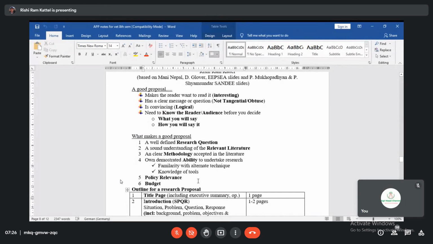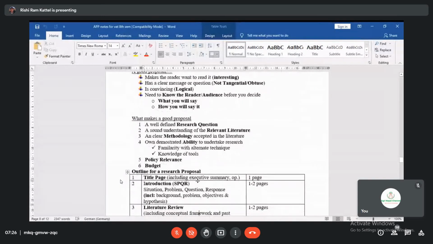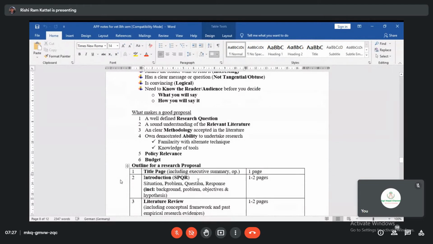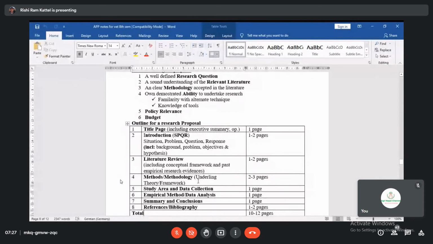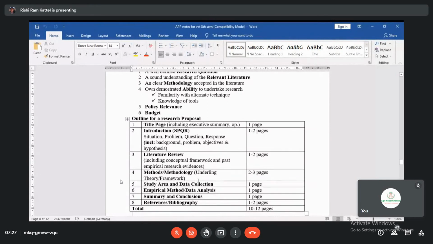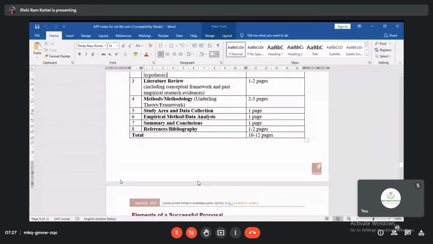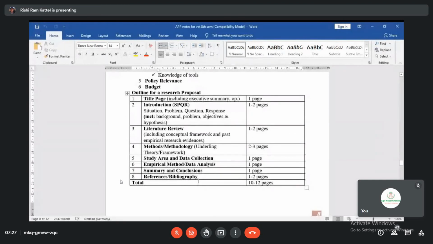A good proposal has a well-defined research question, a sound understanding of the literature review, a clear methodology accepted in the literature, and demonstration of ability to undertake the research, with familiarity with alternate techniques, knowledge, and tools, policy, timelines, and budget. This is a very common outline for a research proposal. It is not a hard and fast rule to use this format, but first of all, researchers should follow the format given by the donor or funding agency.